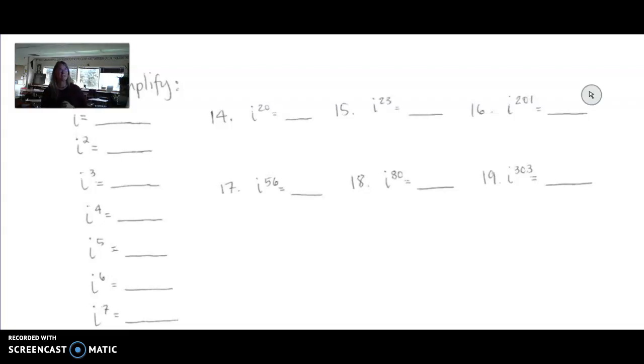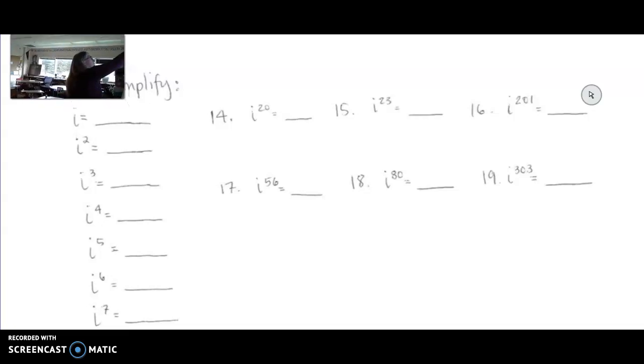This is a continuation of lesson 2.5 and 2.9. We're following along with your textbook. In this video, I'm going to show you how to simplify i raised to an exponent higher than 2. I'm also going to show you how to graph complex numbers and then find the absolute value of a complex number. Okay, so let's start here.